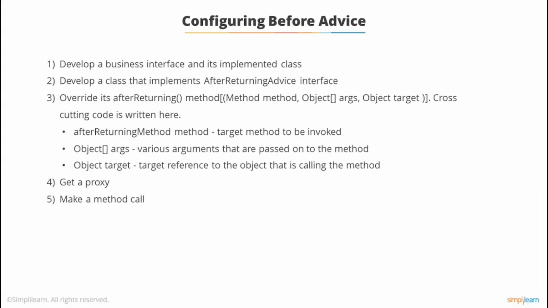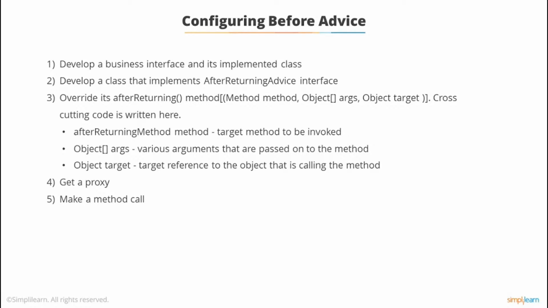Configuring before advice. Develop a business interface and its implemented class. Develop a class that implements the after returning advice interface. Override its after returning method. Cross-cutting code is written here. The after returning method is the target method to be invoked.